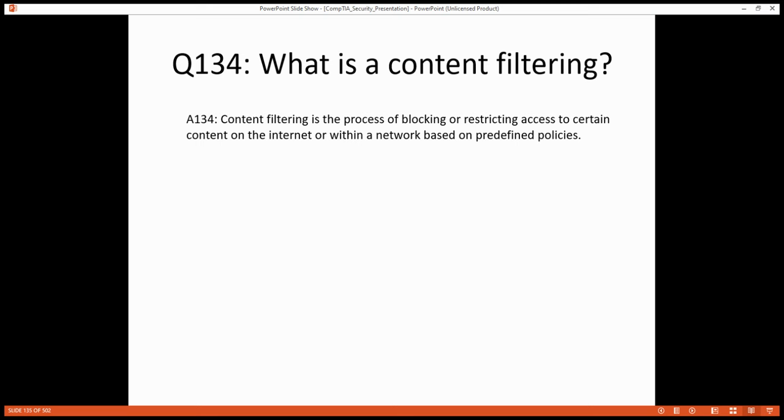Q134. What is content filtering? A134. Content filtering is the process of blocking or restricting access to certain content on the internet or within a network based on predefined policies.